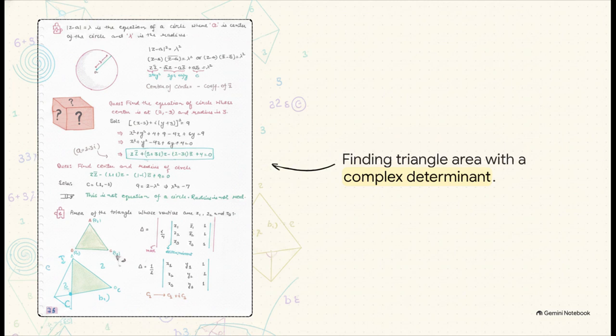Instead of using some complicated matrix of x and y values, we can actually find the area using a really slick complex determinant. By just slotting in our complex vertices, their conjugates, and a column of 1s, we calculate the area directly on the Argand plane. It completely replaces those standard Cartesian methods we were all taught back in high school.